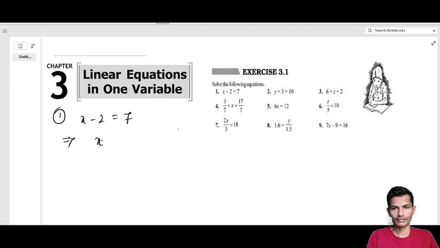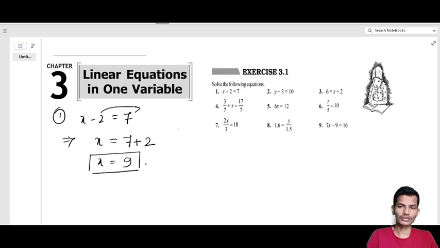So if you write x, and if we take this minus 2 to the other side of the equals to sign, what will it become? Minus 2 will become plus 2. So we can write x equals 7 plus 2, which is 9. So the x value is 9. We found out that x equals 9.